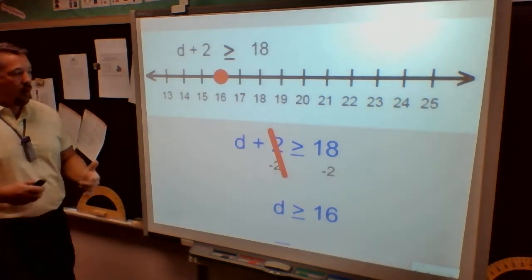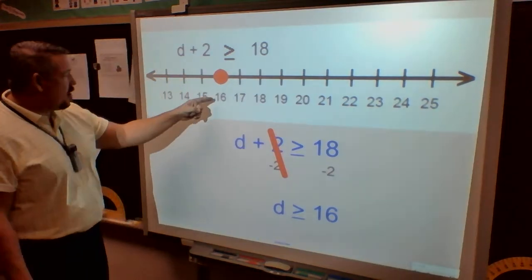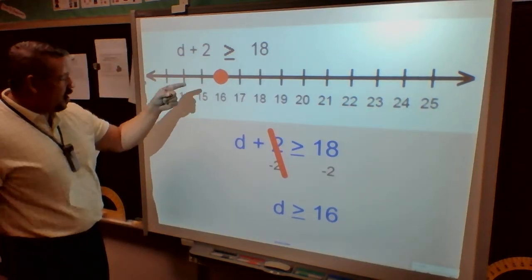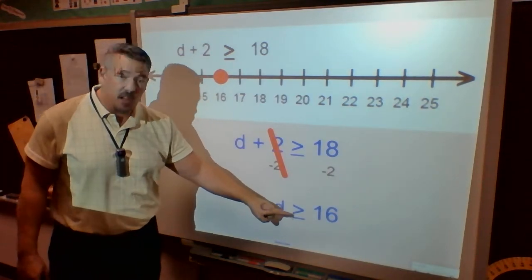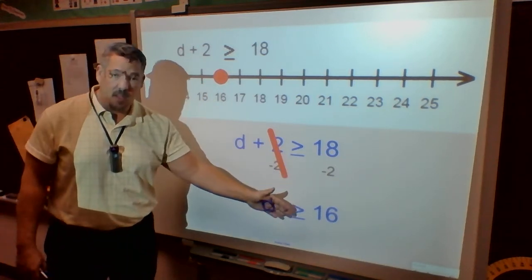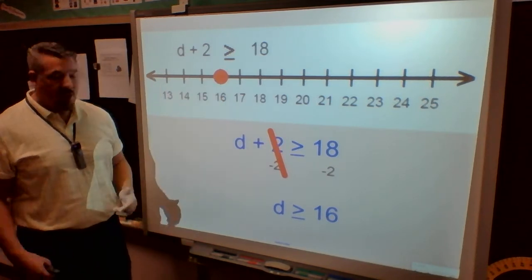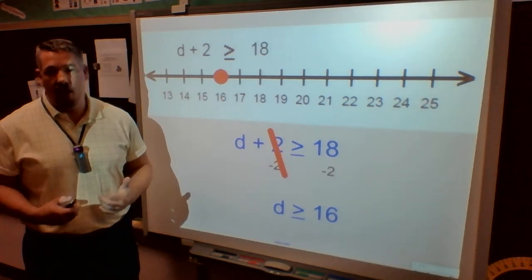Now I have to decide where my point's going to go. I look at it, it says 16. On my number line I have a 16, and then I look at my symbol. It's underlined, right? So if it's underlined, this could be 16. So I have to fill it in. Then I have to decide which way I'm going to shape my line.